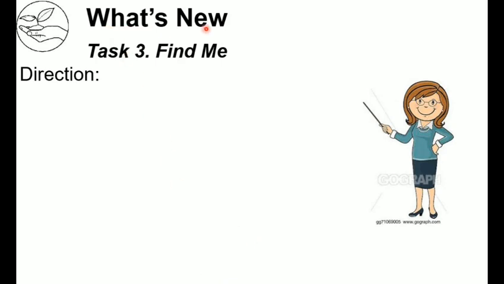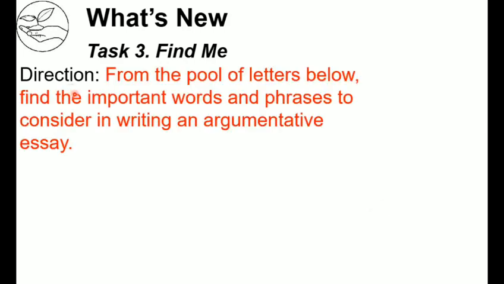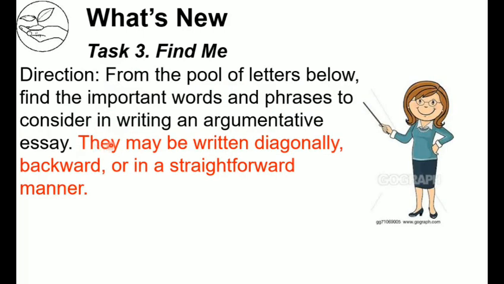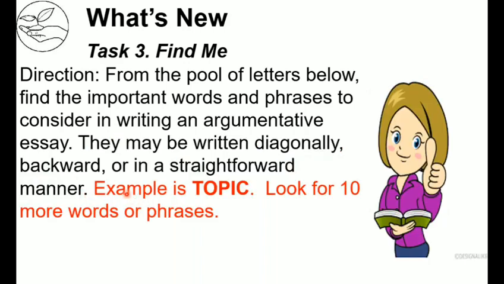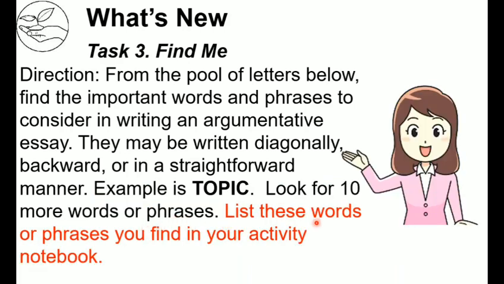Now, under What's new in your module, task number 3, find me. Here's the direction. From the pool of letters below, find the important words and phrases to consider in writing an argumentative essay. They may be written diagonally, backward, or in a straightforward manner. An example is topic. Look for 10 more words or phrases. List these words or phrases you find in your activity notebook.